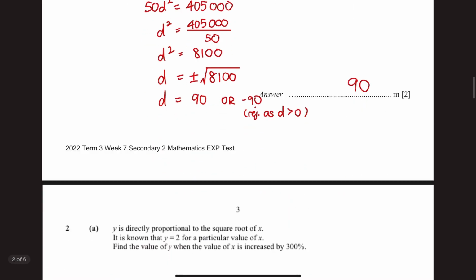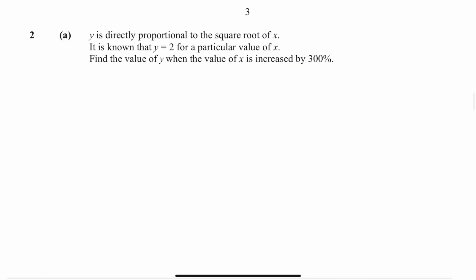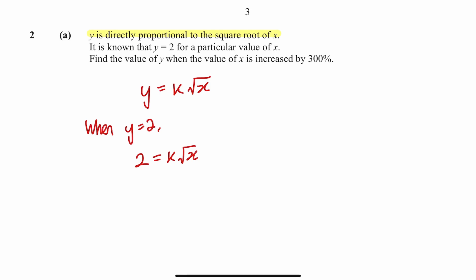Alright, so let's now move on to question number 2. Okay, 2a. I highlight important information from the question again. y is directly proportional to the square root of x. So in the equation, this means that y equals k times square root of x. It is known that y equals 2 for a particular value of x. So when y is equal to 2, I will have the equation 2 equals k square root x. And since I know that k is always a fixed constant, this means that the constant is 2 over square root x.